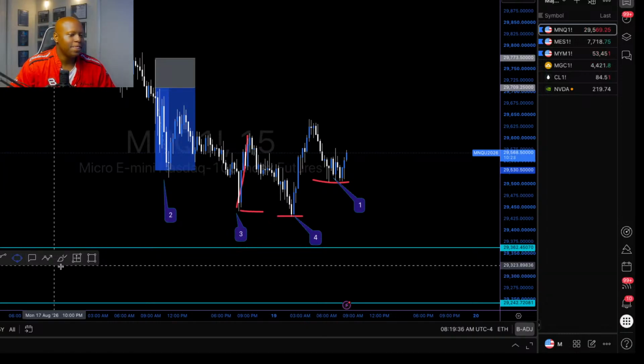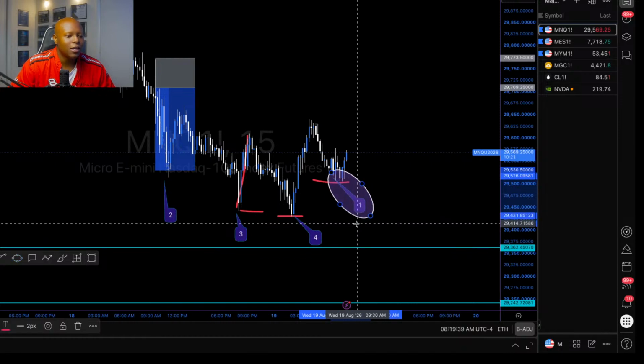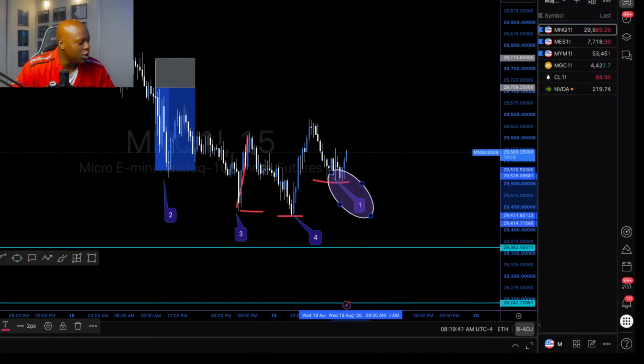What is our key area of interest low, chat? Well, if you guys said 1, you guys are absolutely cooked. This is not our key area of interest low, chat. This isn't the key area of interest low.